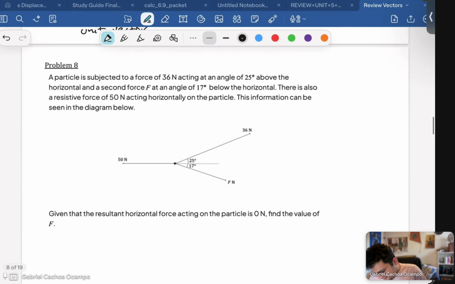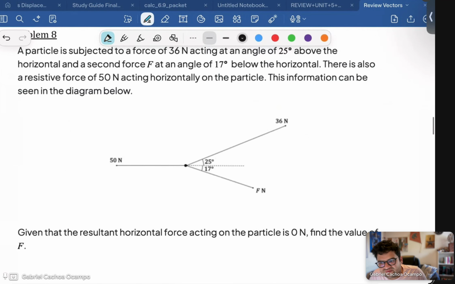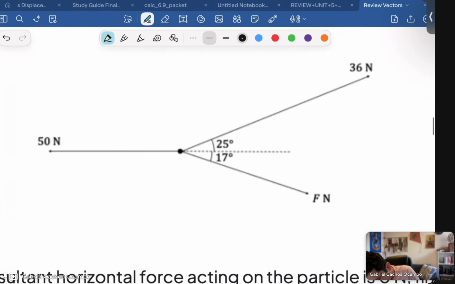Okay, problem 8 is here for those people that are taking physics and love physics. So imagine that you have this ball or this point, with three chains pulling away from this point. I have a guy pulling this point with 36 newtons. Remember that a newton is a way of measuring force. Then I have another guy pulling that point with F newtons.